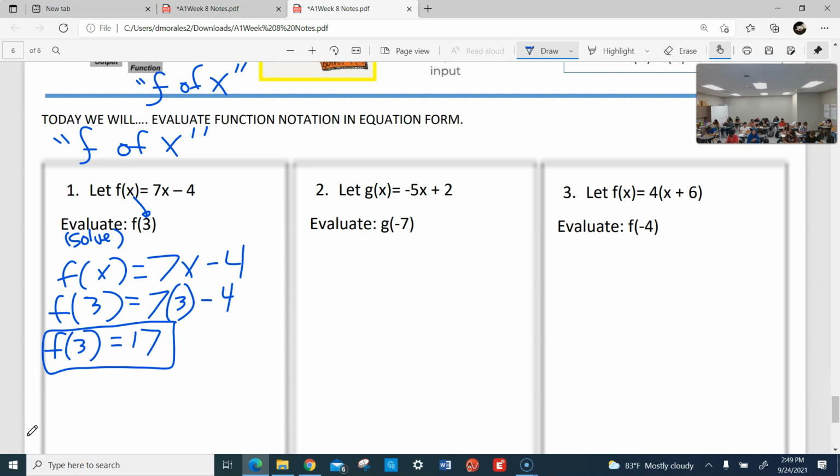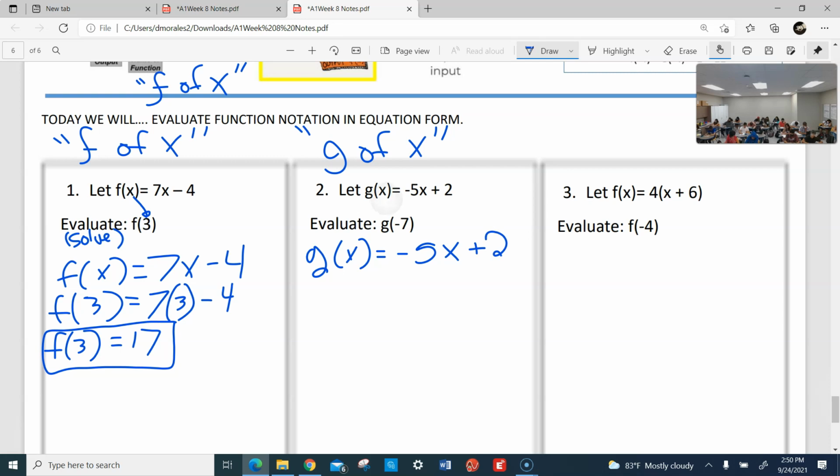The next one, number 2, reads: let g of x equal negative 5x plus 2. Evaluate for g of negative 7. Just a note for yourself, this is pronounced g of x. And our first step is to write the function all over again. So g of x equals negative 5x plus 2.